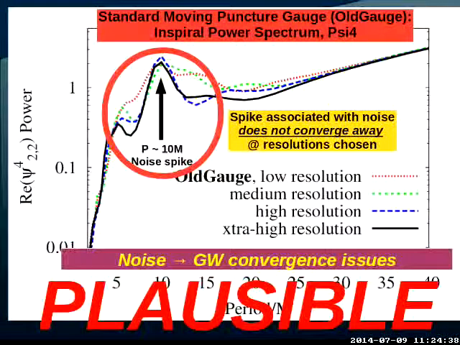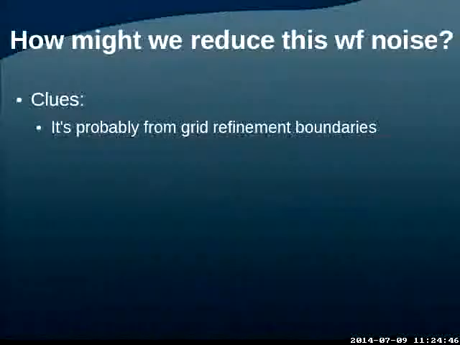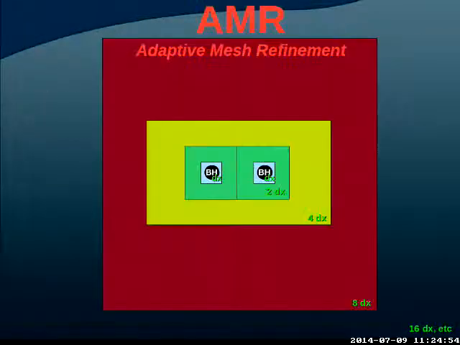So the idea that gravitational wave convergence issues are due to this stochastic, numerically driven noise is certainly plausible. But how might we reduce this waveform noise? Well, as I mentioned before, one clue came from some of our colleagues. It's probably from AMR refinement boundaries. Here again is a schematic of our AMR grid and what it looks like, focusing highest resolution in the strong fields around the black holes and lower resolution away from the strong field region.